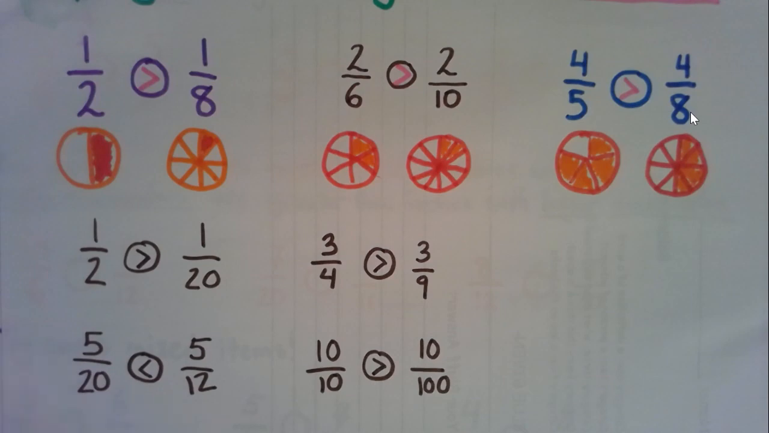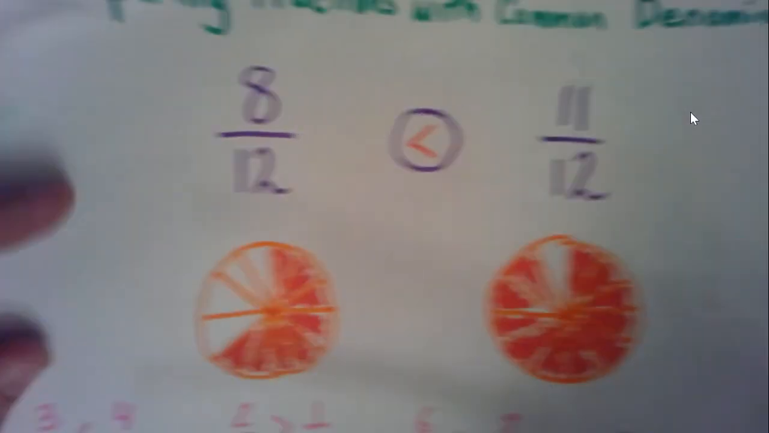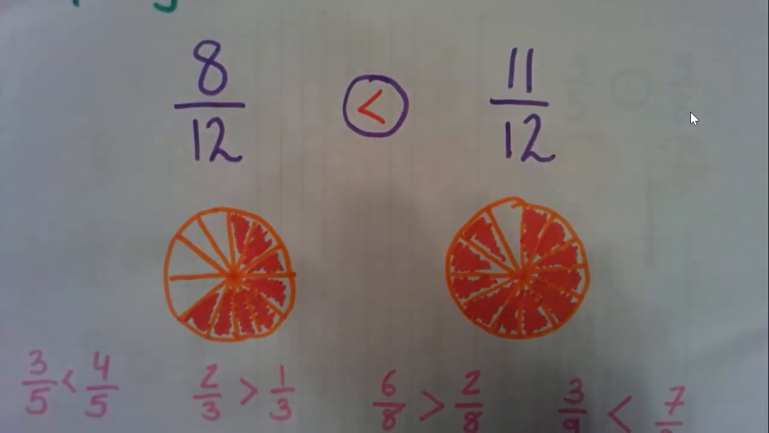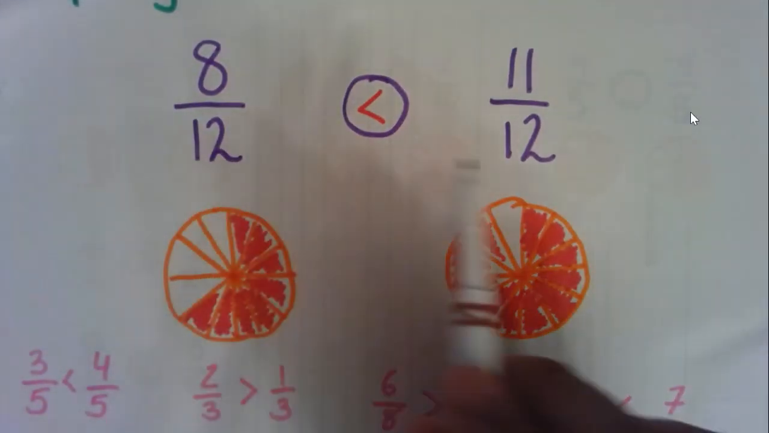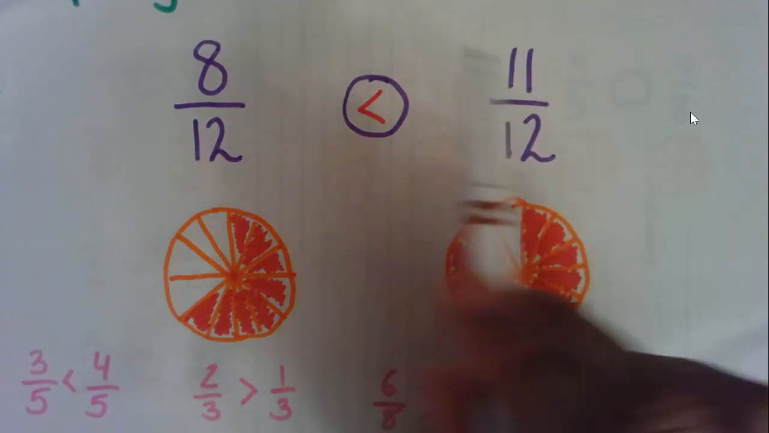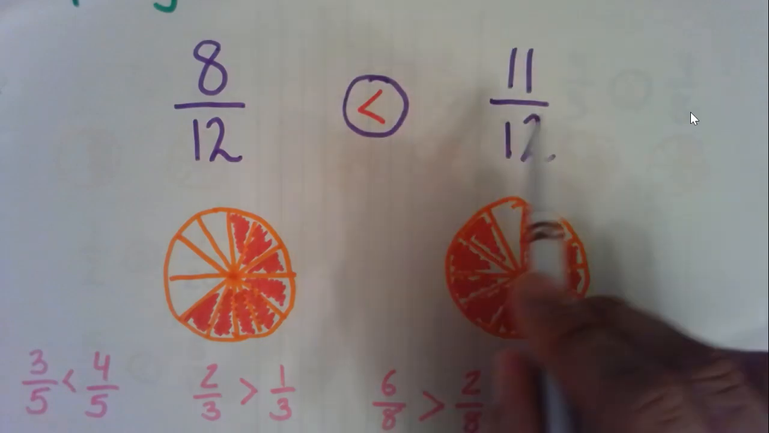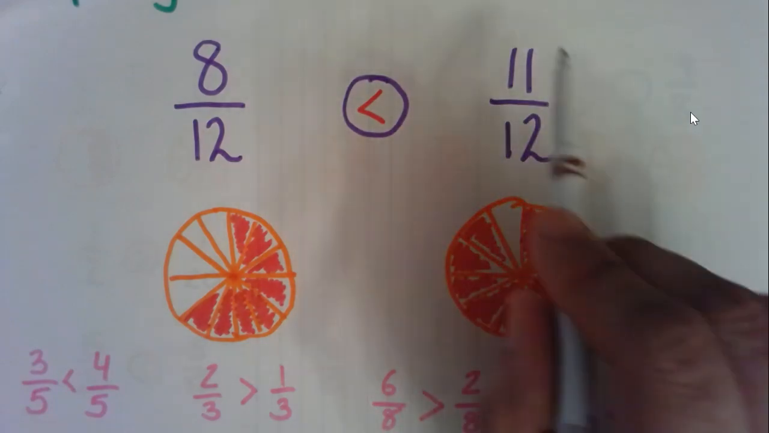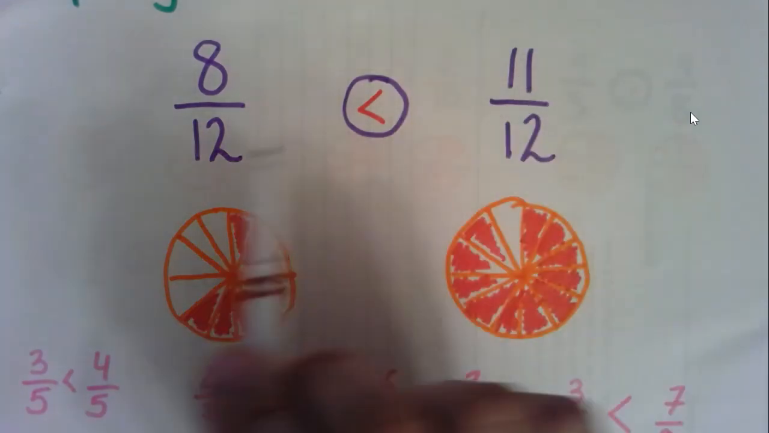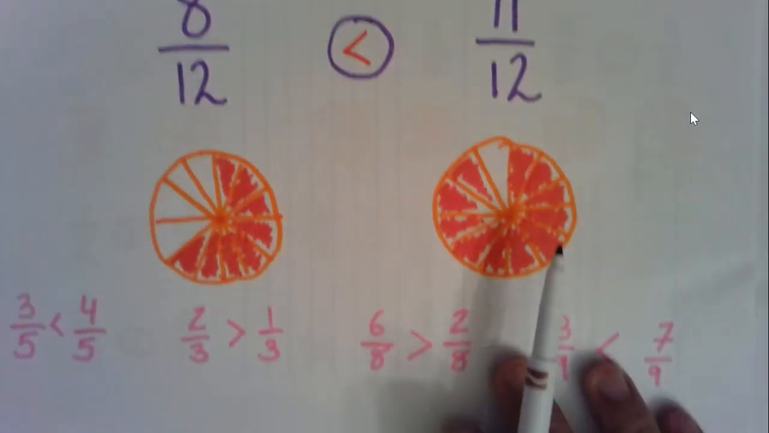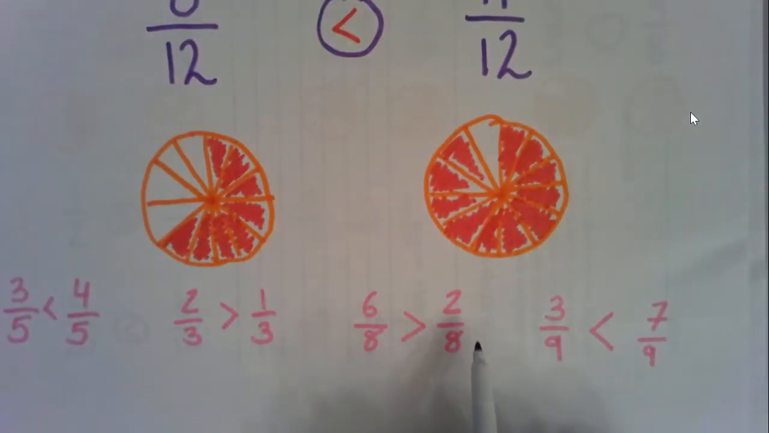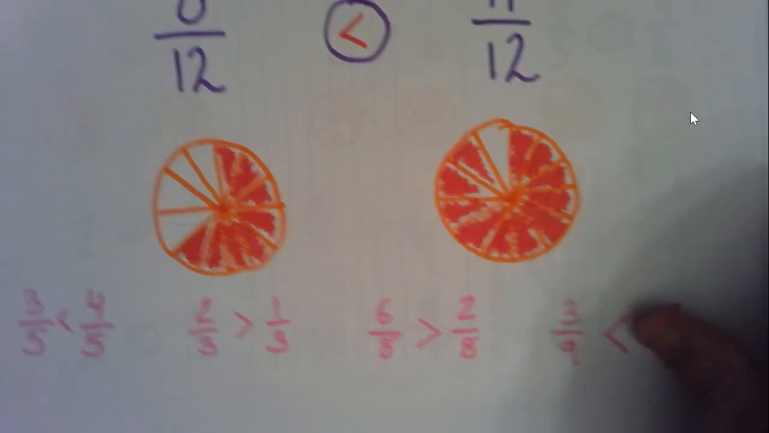You may have noticed a pattern. In our previous example, when we were talking about common denominators, we said that when you have common denominators, the larger the numerator, the bigger the fraction. So the larger numerator here had the bigger fraction, 11/12 versus 8/12, or 6/8 versus 2/8. The larger 7/9 compared to 3/9.